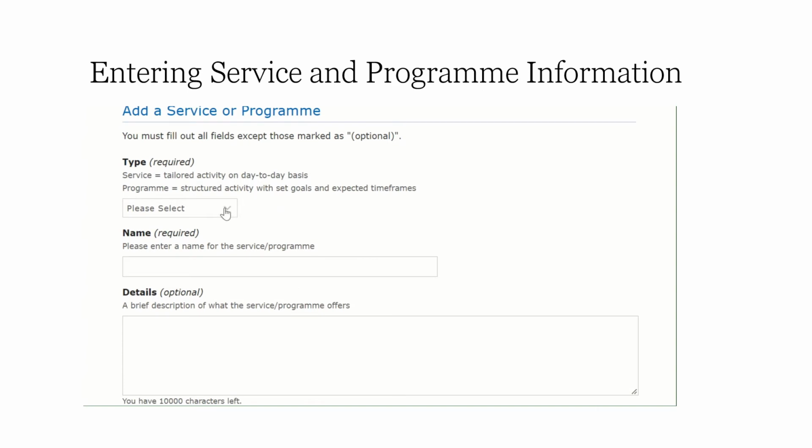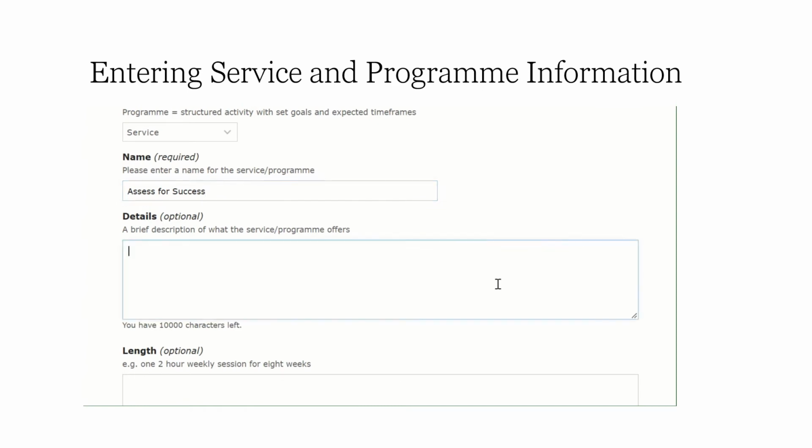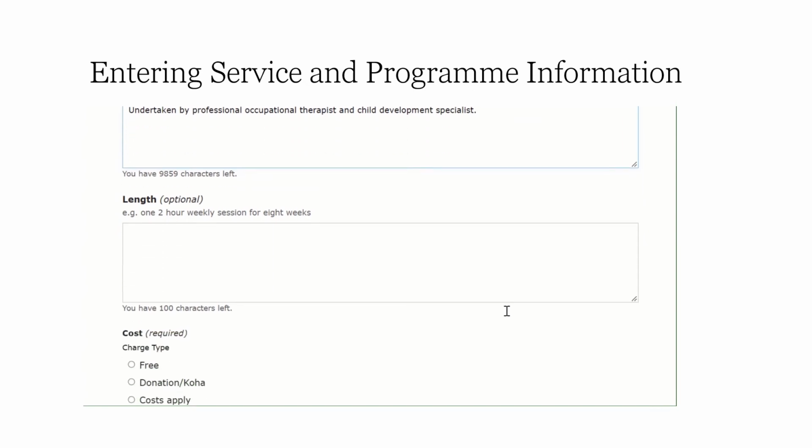The first thing is to select a type, and we've got some help text there to identify what we might mean by service and program. If your service or program doesn't have a specific name, you could just apply a generic name such as counseling or therapy or support. And then optionally, you can describe that service or program in a fuller way. You can see that there's a character counter for this field, letting you know just how much room you've got to supply. So you can supply quite a bit of detail in here.